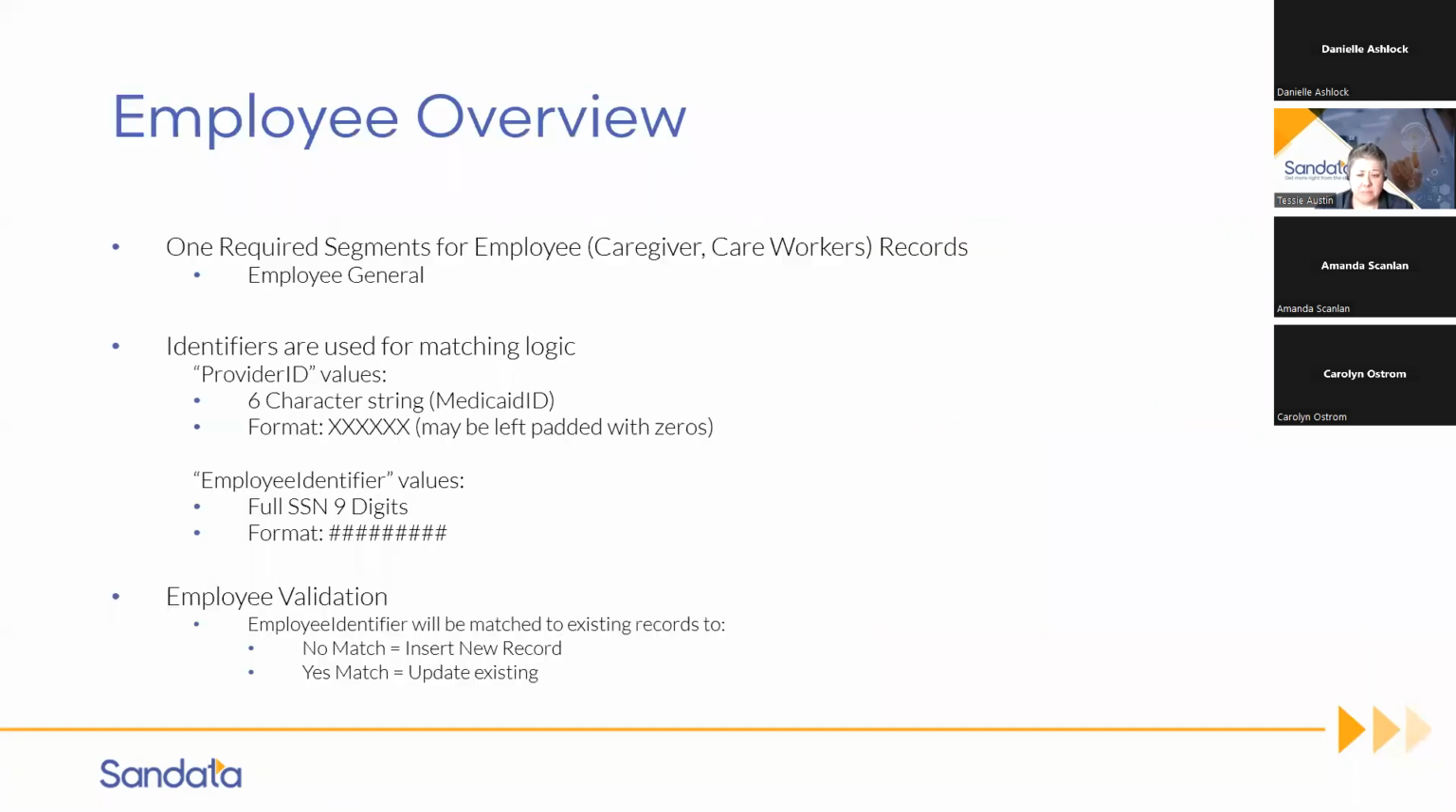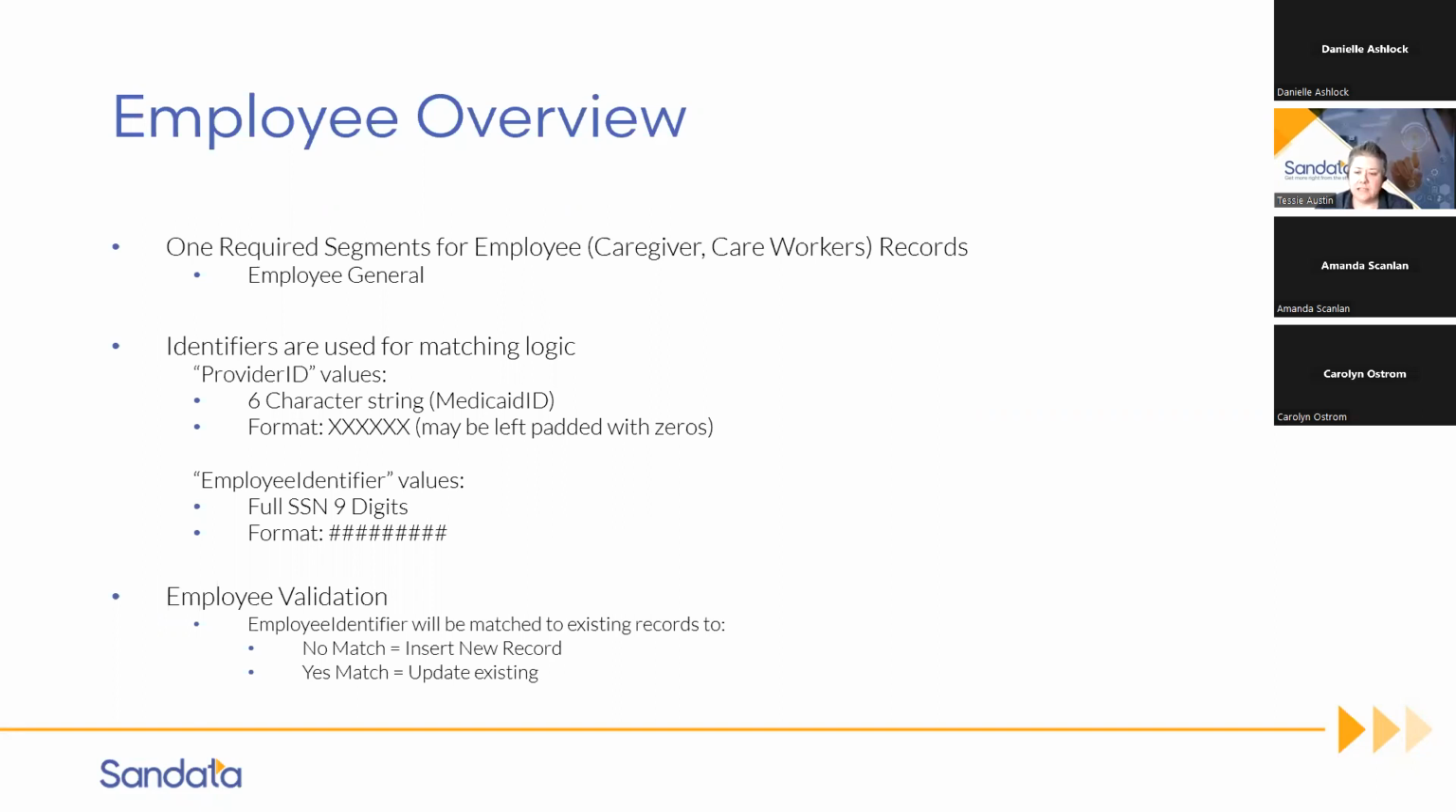Let's move down to the employee. Very similar to what we just saw in the client segment. The difference here is that we're looking for the employee identifier, which is the full 9-digit SSN, in the format you can see there. This is really important because if we get an employee identifier that we already have, then we know that's an update to a record. If we don't have it, then we know it's a new record and we need to insert it. So just a call out on that.